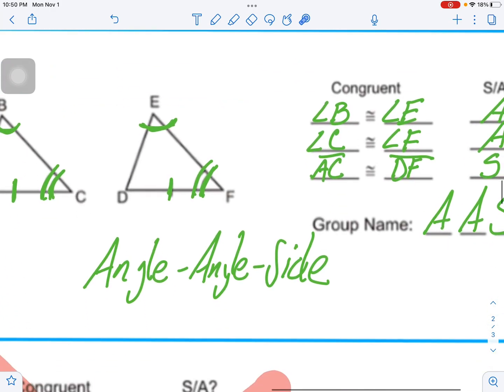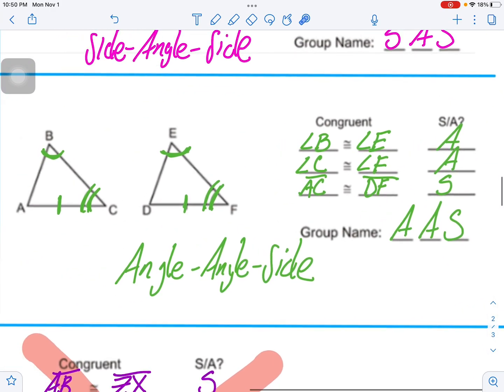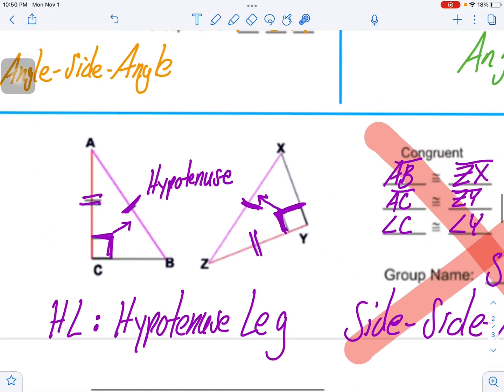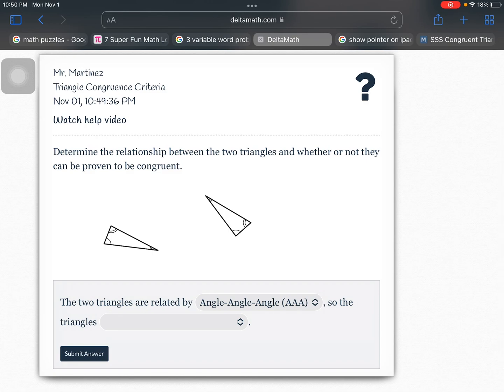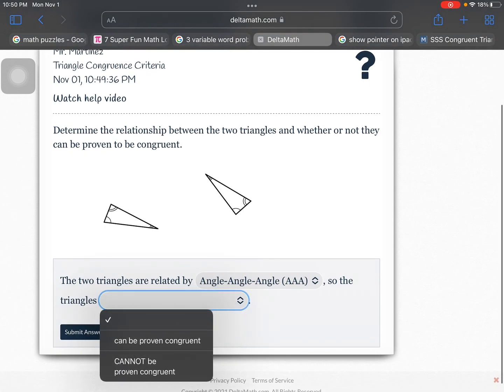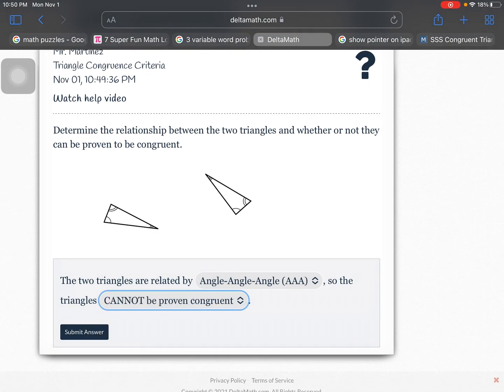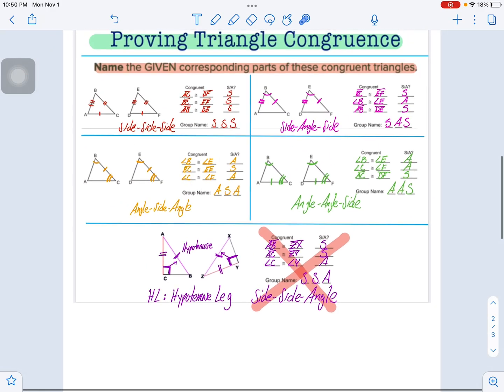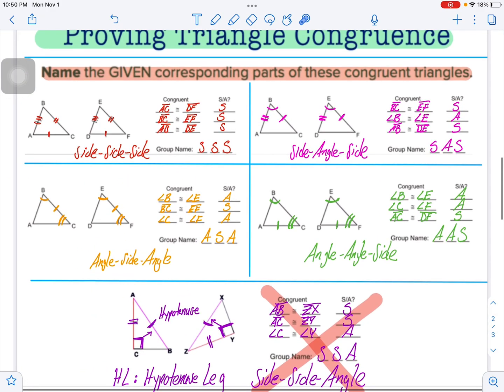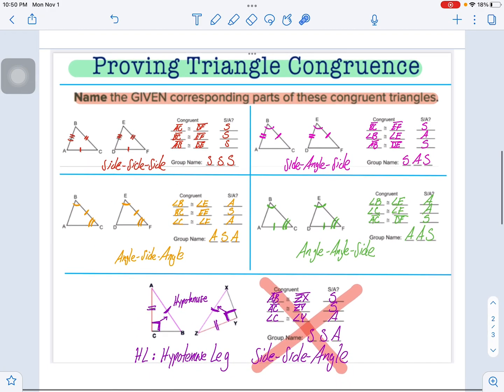This is side, side, side, side, angle, side, angle, angle, side, angle, side, angle, and hypotenuse leg. No, this cannot be proven. The 2 triangles cannot be proven congruent. We hit submit. Perfect. And there we go. This is what the assignment is going to look like. Okay, so make sure that you took some good notes.